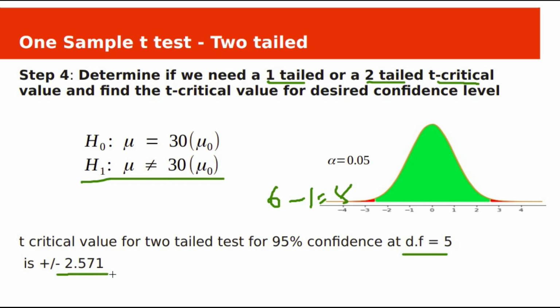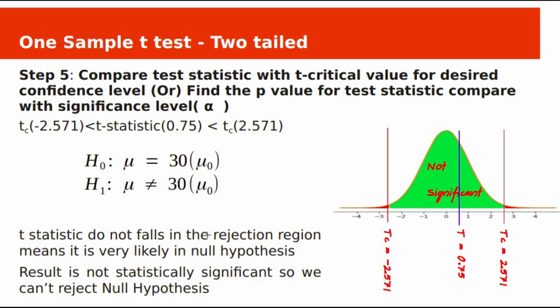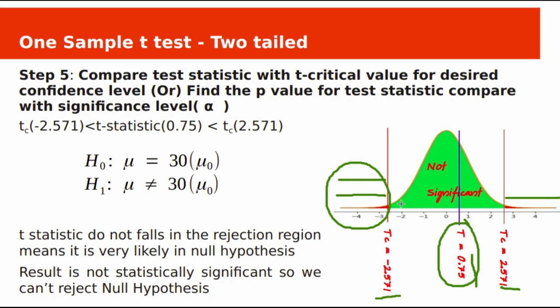Fifth step, compare the t-statistic with the t critical value. Here the t-statistic is 0.75 and the t critical values are 2.571 and minus 2.571. This t-statistic does not fall in the critical regions, so the result is not significant. If the t-statistic falls outside the confidence interval range, or within the rejection region, you will say that the result is significant. Here the result is not significant, so this value is very likely within the null distribution, so we cannot reject this null hypothesis based on this evidence.